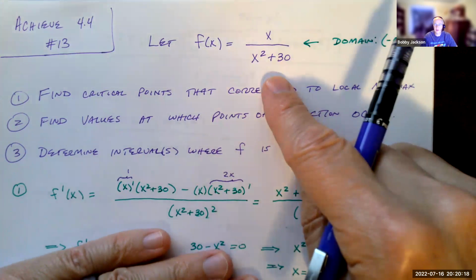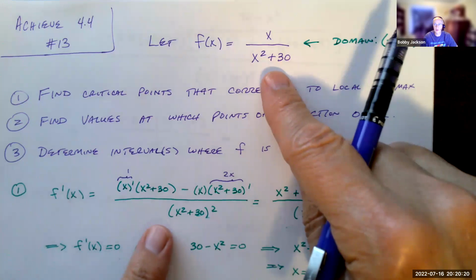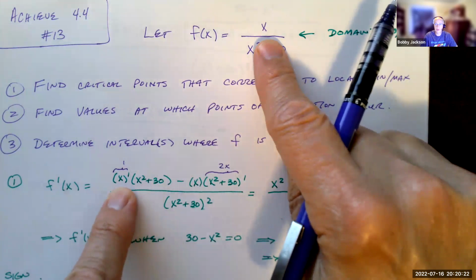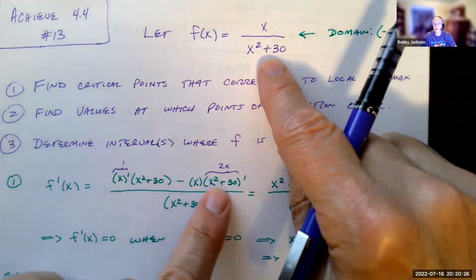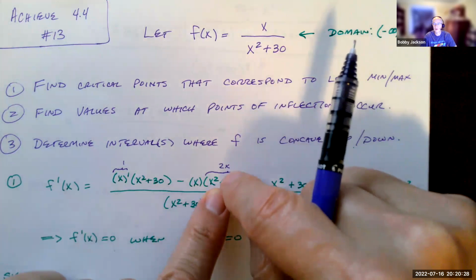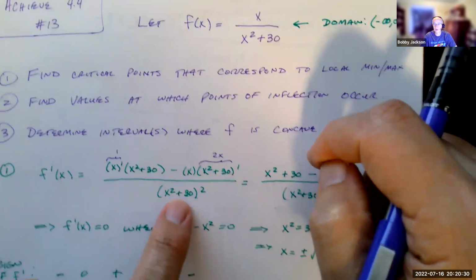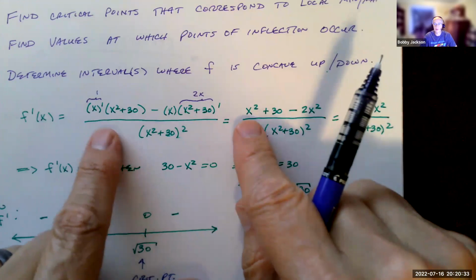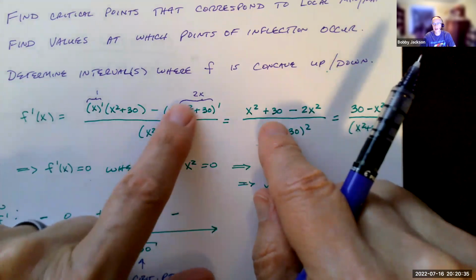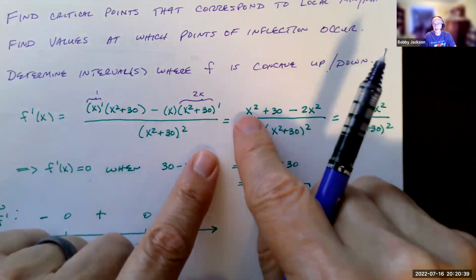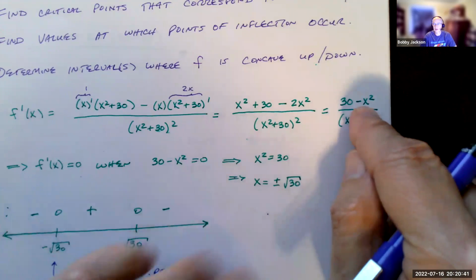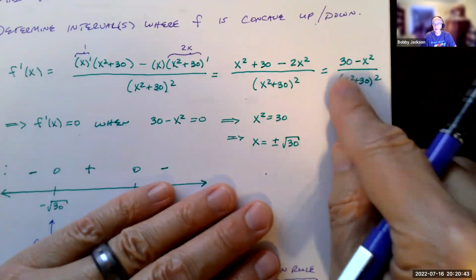Okay, so find the critical points. We're going to need to find the derivative. And so I'm going to use the quotient rule. So the derivative of the top, x, which is 1, times the bottom minus the top times the derivative of the bottom, which is 2x, over the bottom squared. Simplifying this out gives me x squared plus 30 minus x times 2x, which is minus 2x squared. And so I've got 30, and then x squared minus 2x squared is negative x squared.